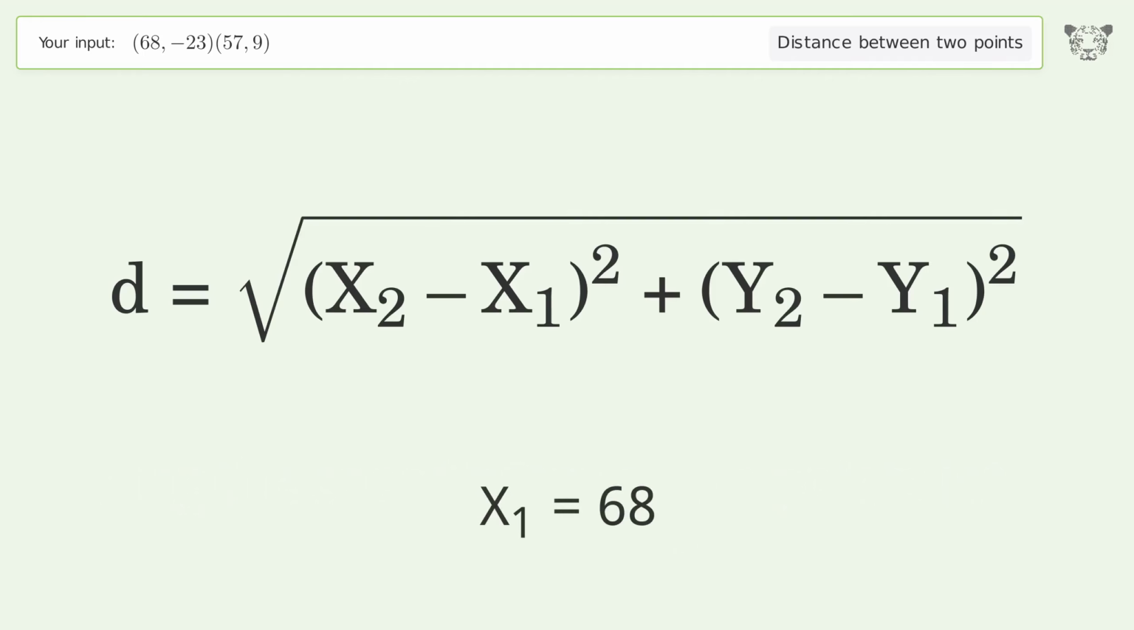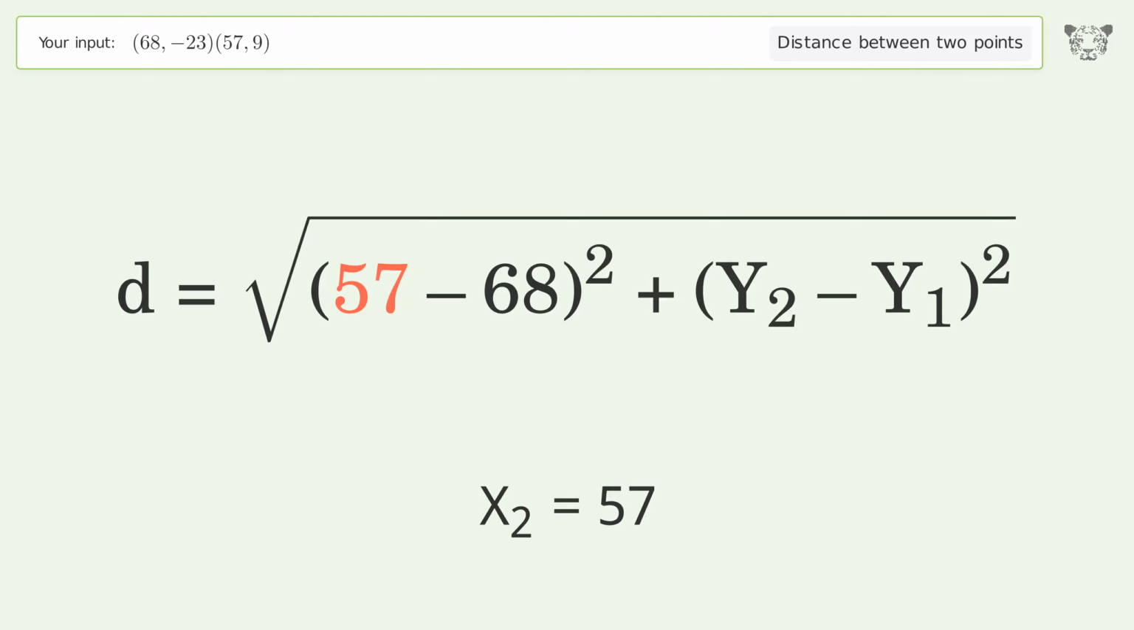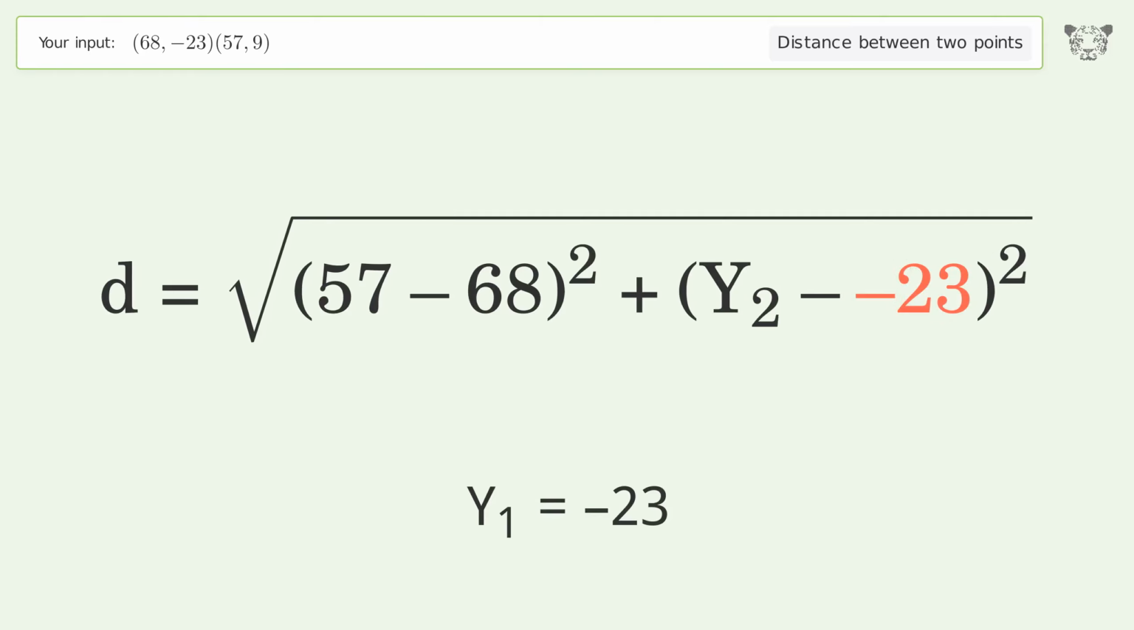x1 equals 68. x2 equals 57. y1 equals negative 23. y2 equals 9.